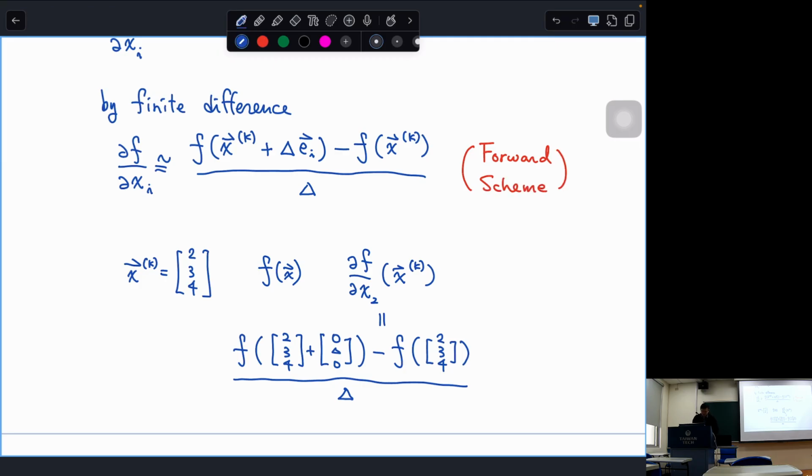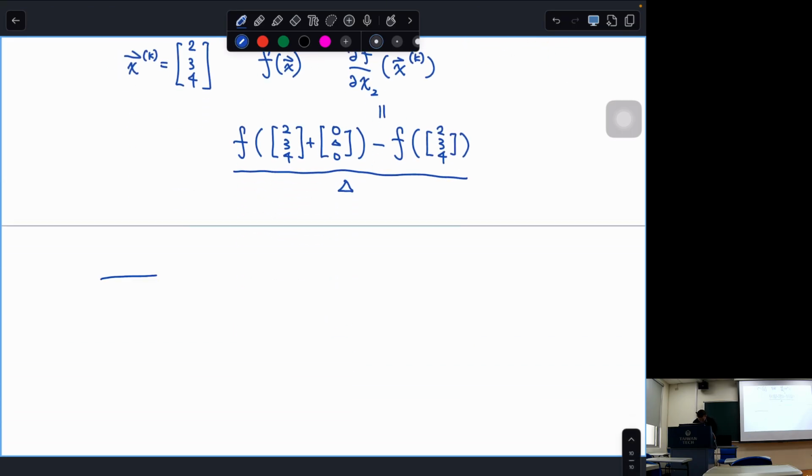Okay, so this is the so-called forward scheme. What does it mean by forward? It's like you take one step further, in the step size of delta. Is this the only equation? No, you can have a backward scheme, you can have a central scheme. So sometimes I make a drawing of this. This is along the direction of xi, and this is the position of your xk. And along this xi direction, you take one step further. So the distance is delta.